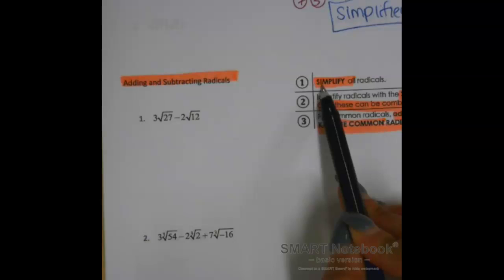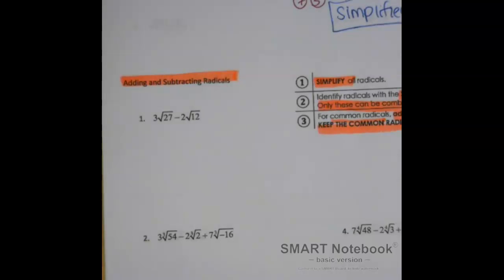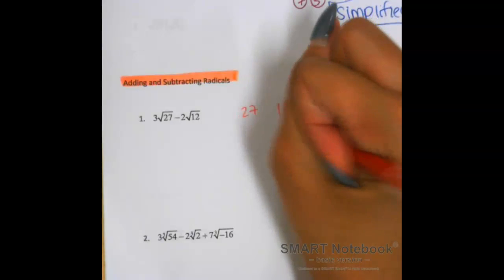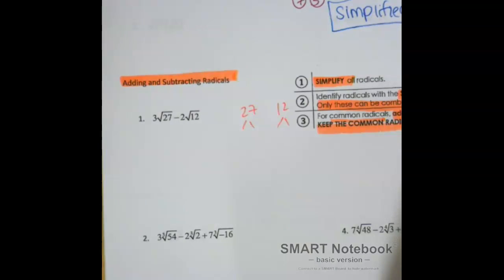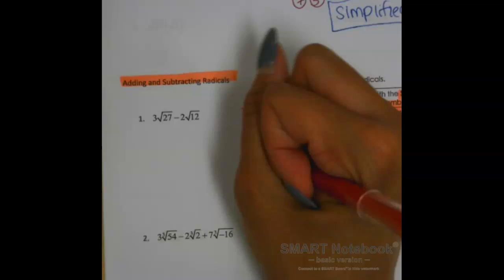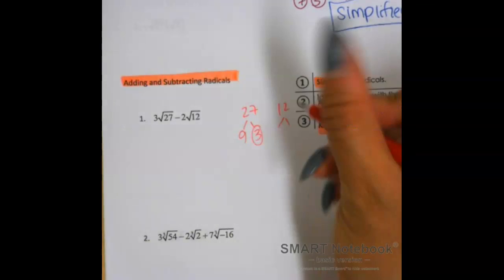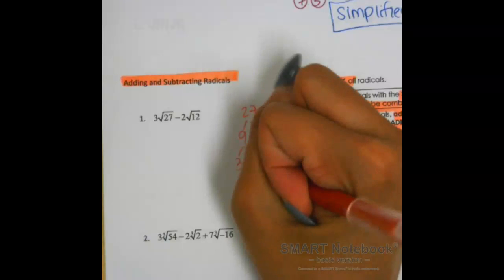Let's look at example 1. Example 1 explicitly states, based on the directions, you simplify first and then find the radicands and index that are the same. So for this question, first thing I'm going to do is simplify both of these radicals. So we have 27 and 12. I need to break both of these up. Okay, 27. I can break that into 9 and 3. 3 is prime. 9 can break up into 3 and 3.